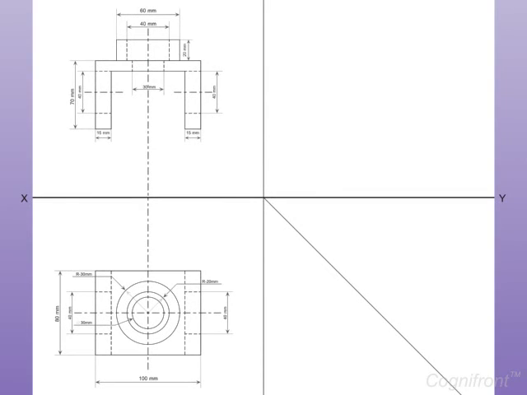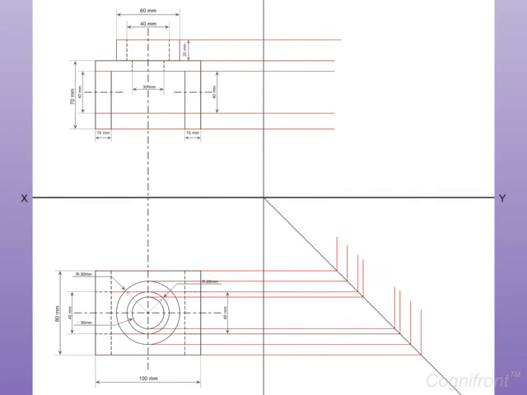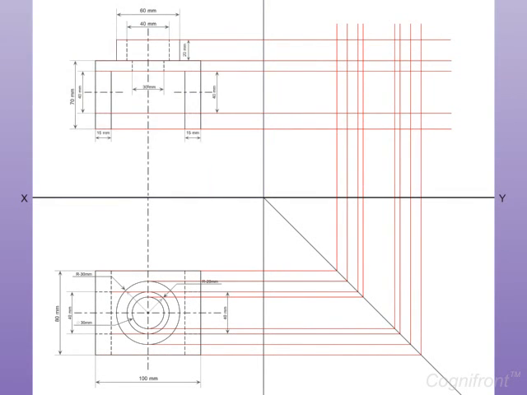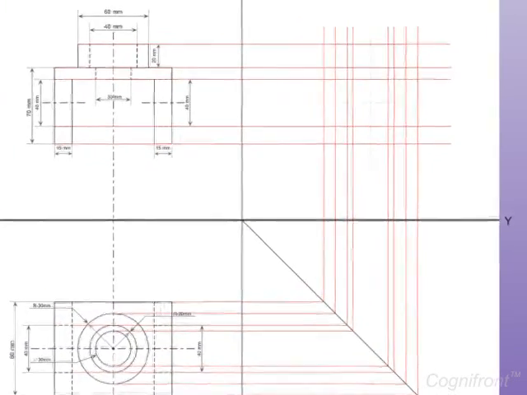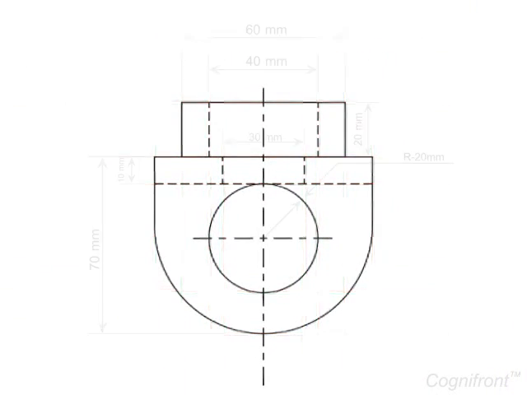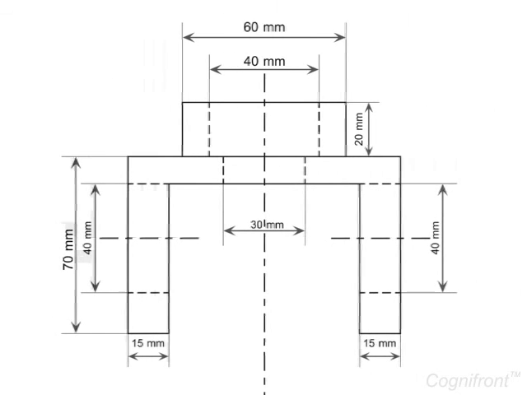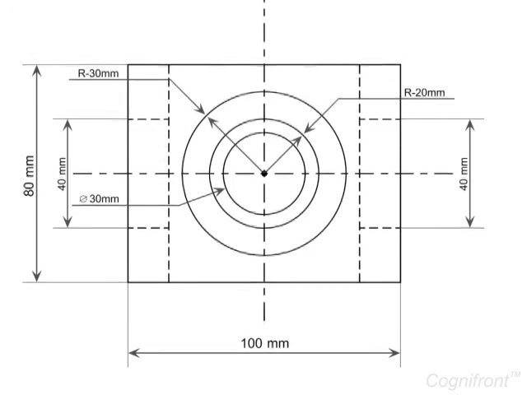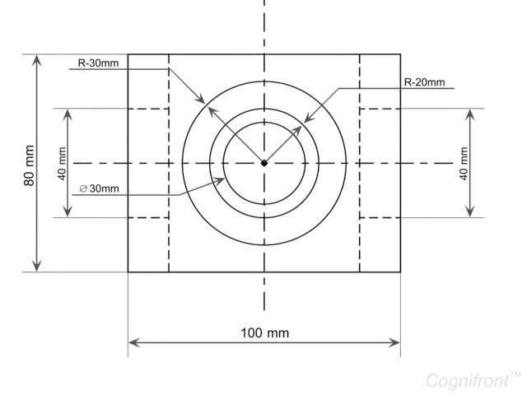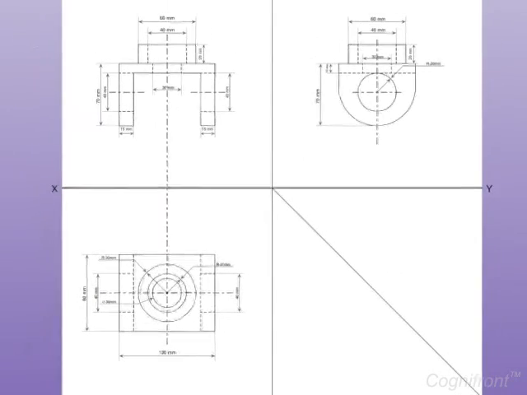So let's draw the side view by projecting the details from the front and top views. Don't forget to give necessary dimensions. So that was simple, wasn't it? Now you know all the necessary techniques and theory behind orthogonal views of objects.